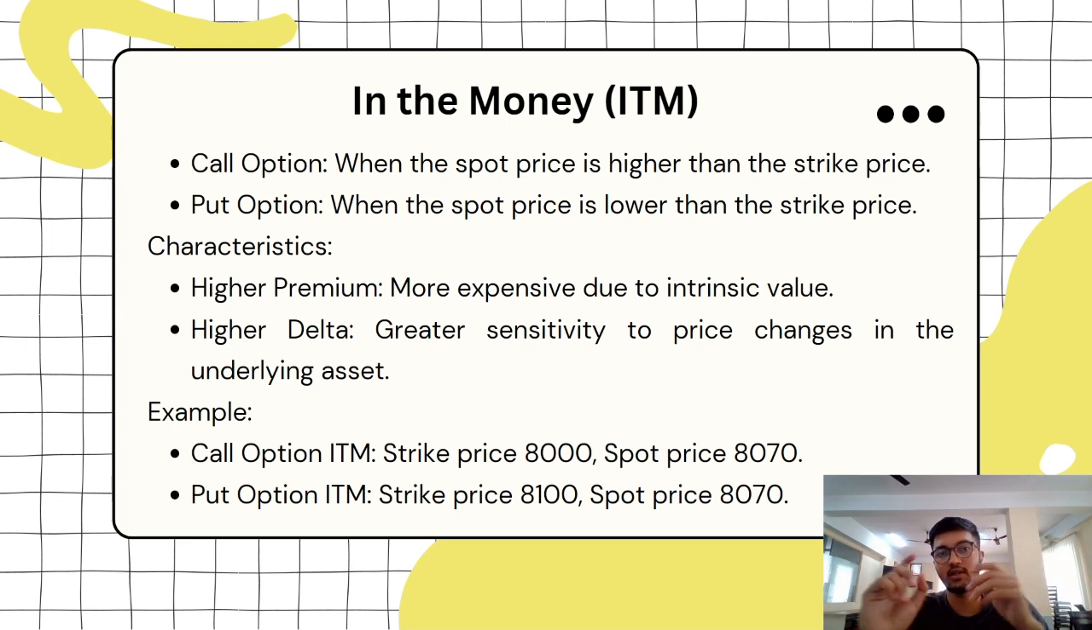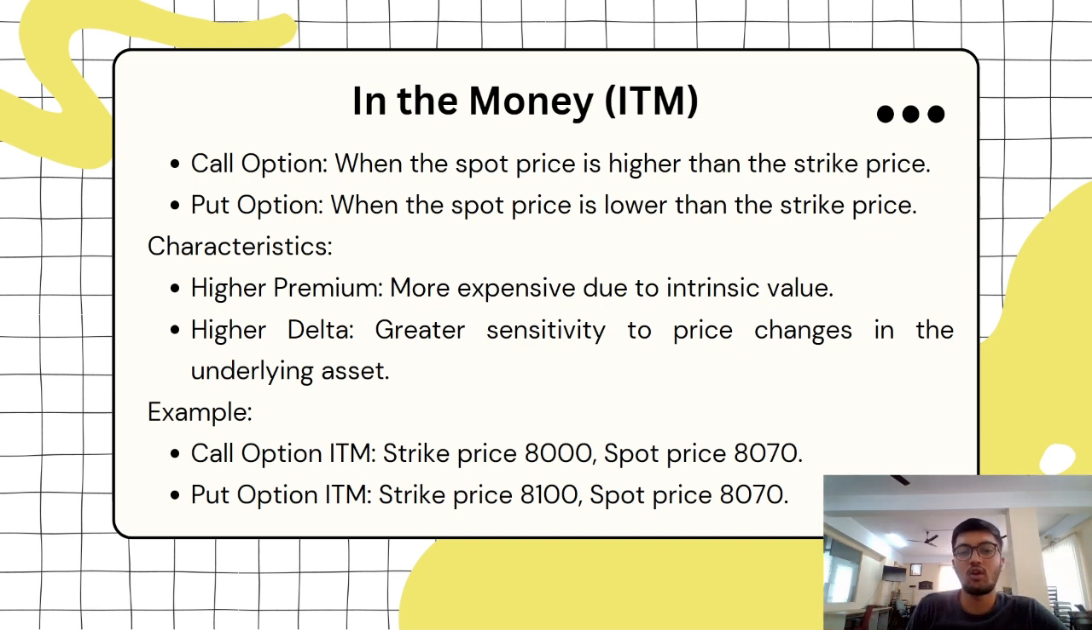It is more expensive due to intrinsic value. I was telling you about in the money, you will be paying more money, and there's higher delta. There's a greater sensitivity to price changes in the underlying asset. So if the price of Nifty goes up 10 points when you're buying an in the money option, there's a possibility that you'll make much more money than the ones who have bought at the money options and the ones who have bought out of the money contracts.